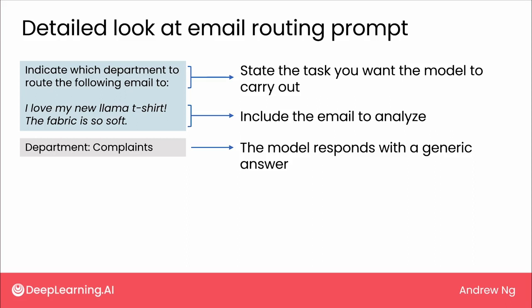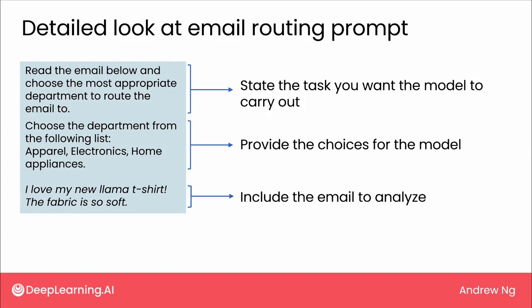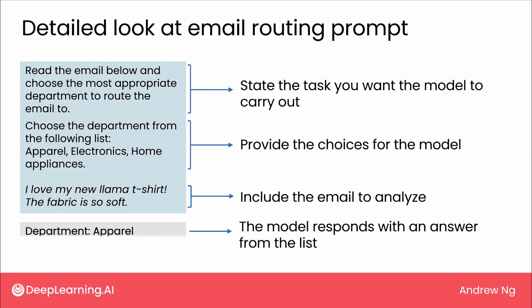So this would be an example of where the LLM has been given insufficient context to know what are the names of the actual departments in your company that it should choose from. In contrast, if you were to update the prompt as follows, we say, read the email, choose the most appropriate department to route it to, and choose department only from the following list. In this case, given the set of choices you wanted to choose from, it routes it to the apparel department correctly.